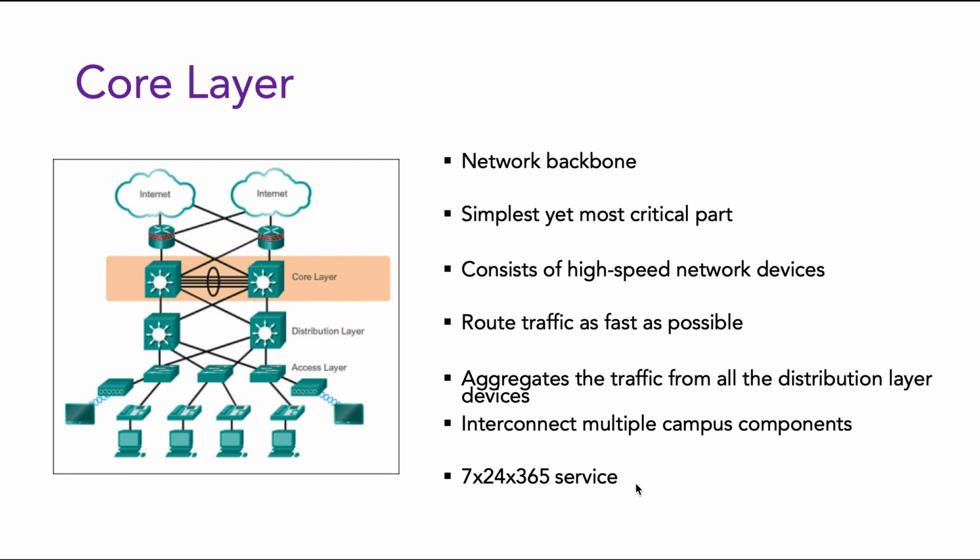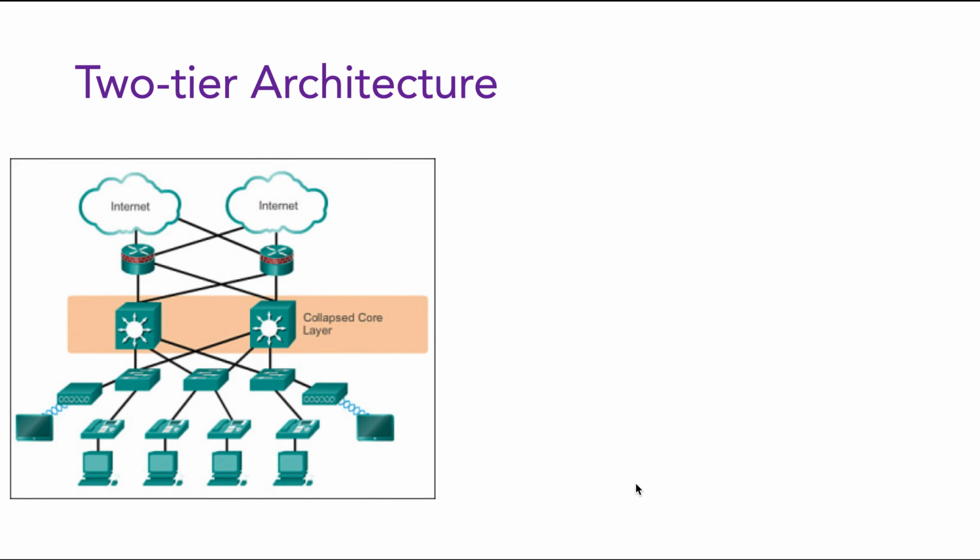Let's move on to the other architecture, that is two-tier architecture. This design model is more suitable for small to medium sized campus networks. Small enterprises do not grow significantly larger over time as large organizations grow.